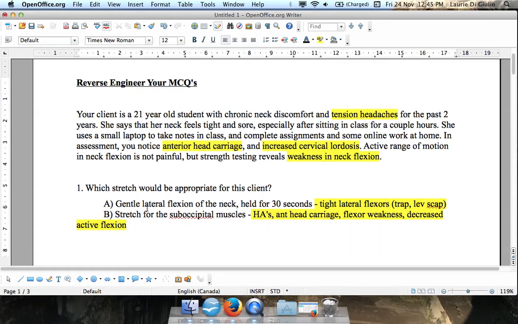So now we have to choose between A and B. These lateral flexors, like trap and levator scap, are also extensors. However, her postural deviation, anterior head carriage, increased cervical lordosis, is an anterior-posterior deviation, not a lateral deviation. In addition to that, she gets headaches. She has decreased flexor strength. And so this B is the most appropriate answer because it addresses the direction of her postural shift. So we get rid of A, and the answer is B.